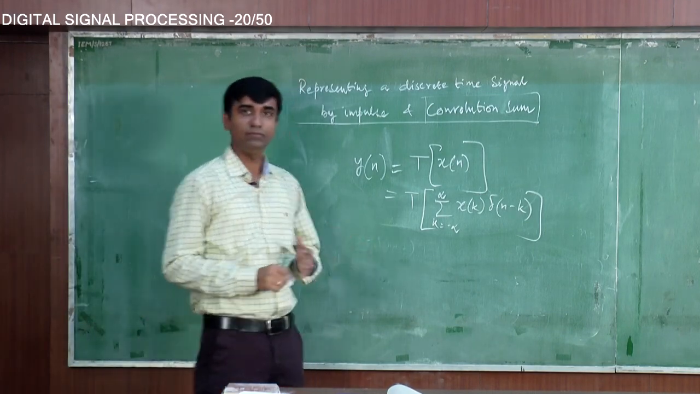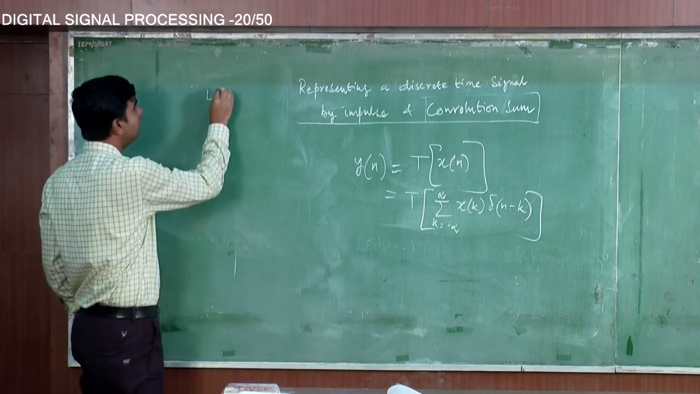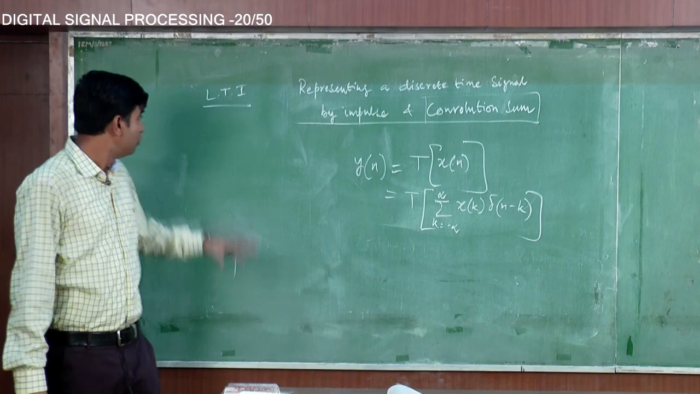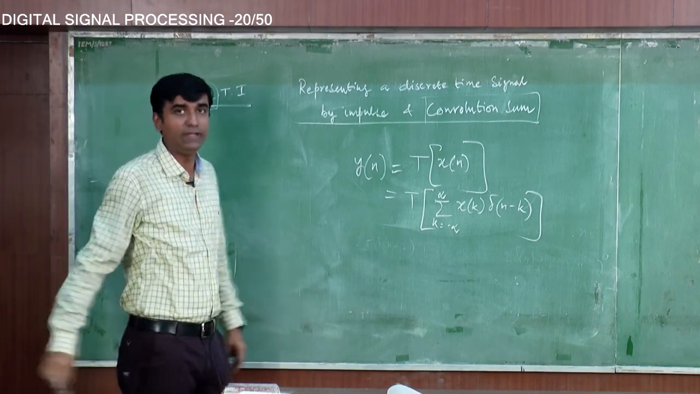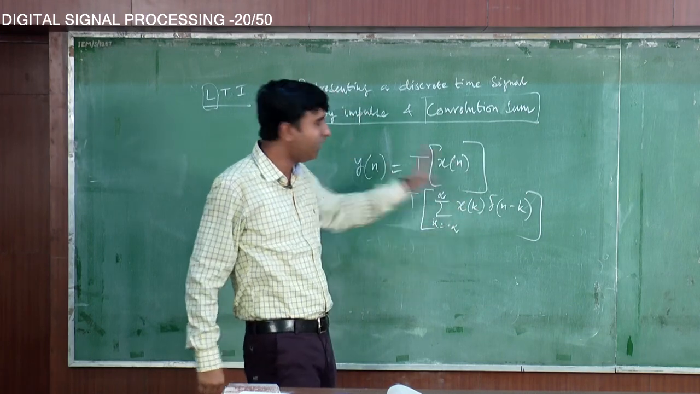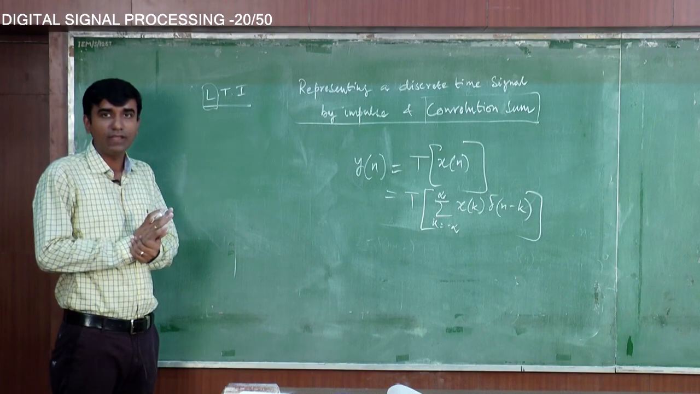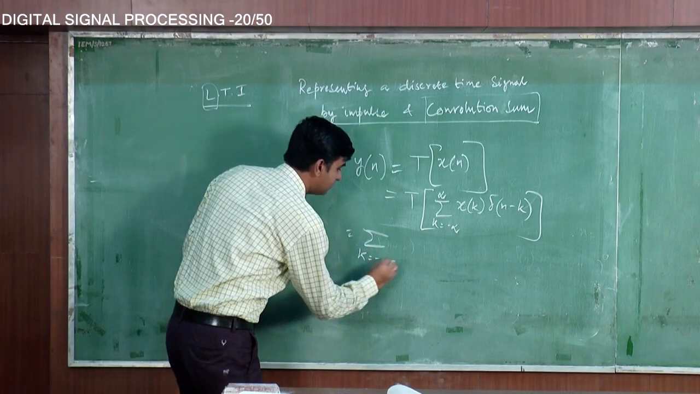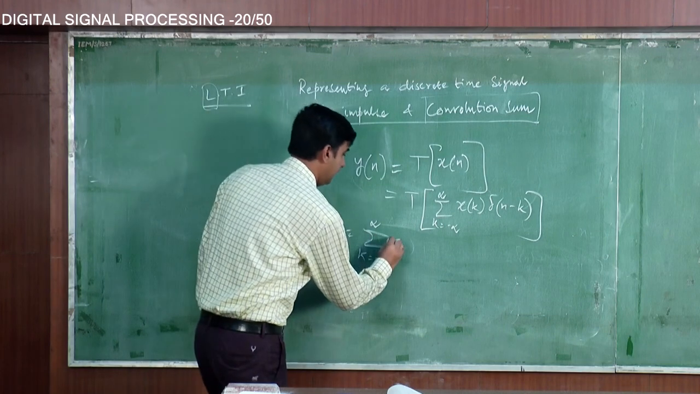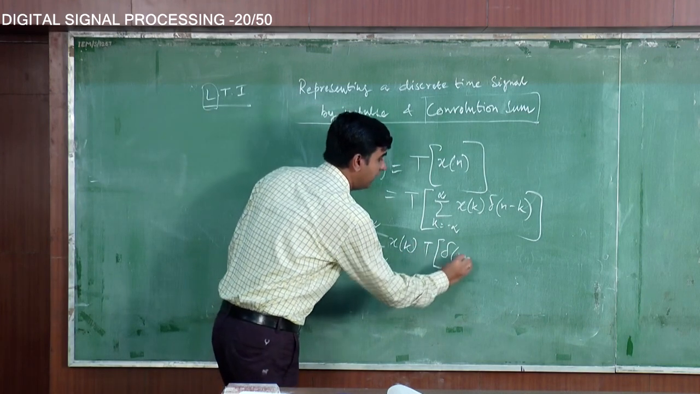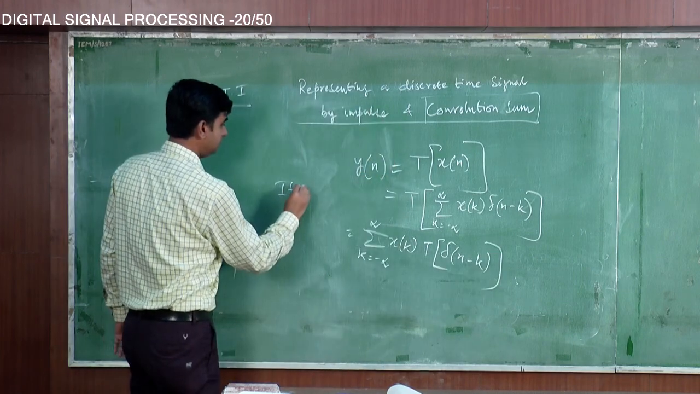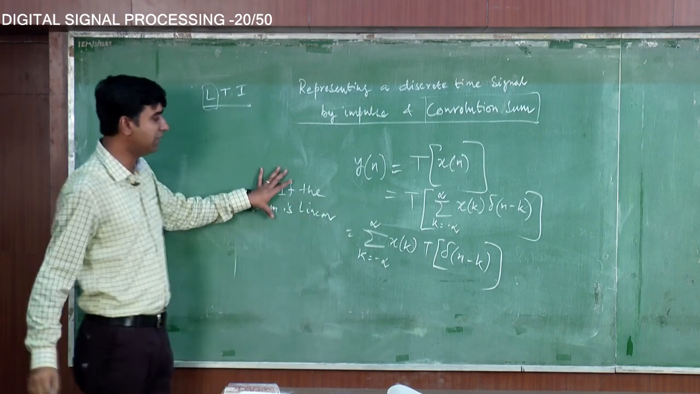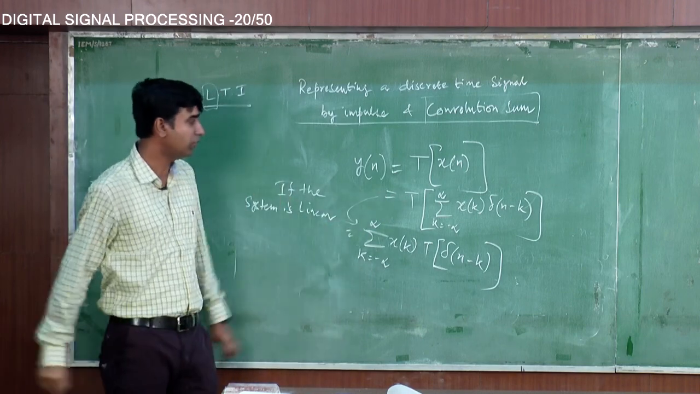Now, if the system is linear, we have also discussed that we generally take or design LTI systems, that means linear and time invariant systems. If we consider the system to be linear, then x[k] gives you a finite value, and that finite value, from the principle of homogeneity, we can take out. We can write the summation over k from minus infinity to infinity of x[k] times the transformation applied to δ[n minus k], if the system is linear, because this part is a constant.